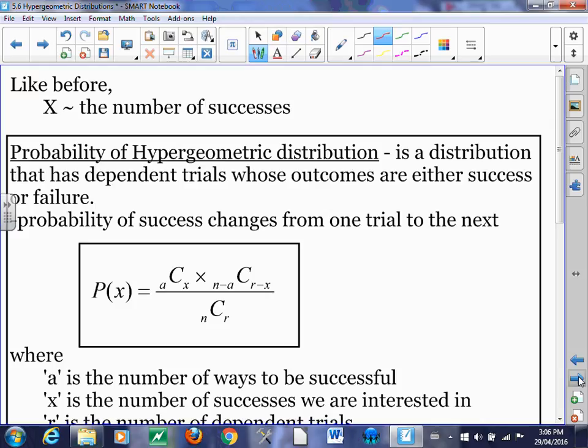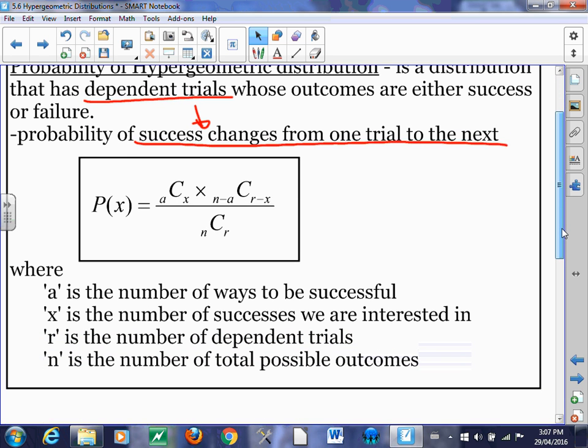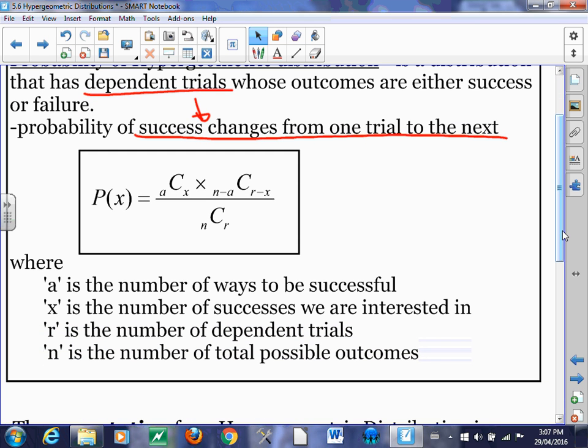All right, so let's take a look now that we've learned that example at what the formula is. Okay, so like before, x is still the number of successes. Okay, but we have to remember the outcome is where the success changes from one trial to the next. Okay, so it is a distribution of dependent trials, which means the success will change. Okay, and we're still looking for either success or failure.